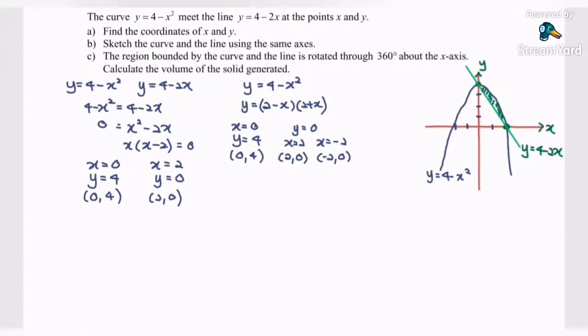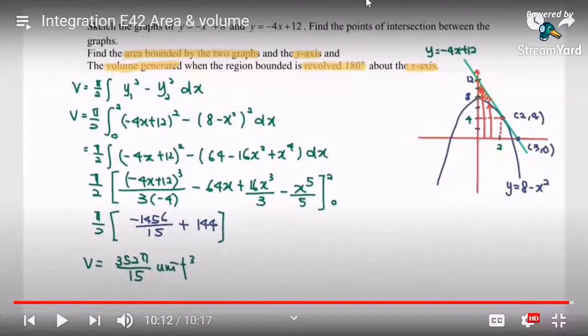Next, we are going to find the area and the volume. So, kindly refer to the graph. So, the area would be integrate the longest minus the shortest. So, the longest would be 4 minus x squared minus the shortest would be integrate.